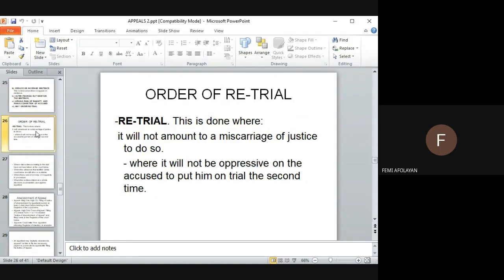This is done where it will not amount to a miscarriage of justice to do so. So rehearing is ordered where it will not amount to a miscarriage of justice to do so, or where it will not be oppressive on the accused to put him on trial the second time.